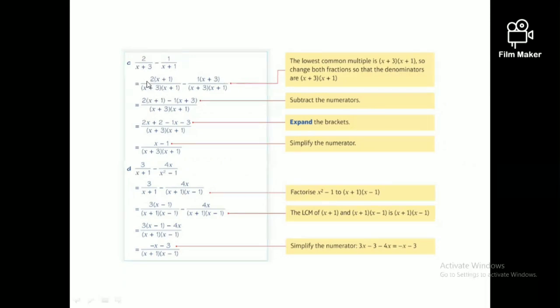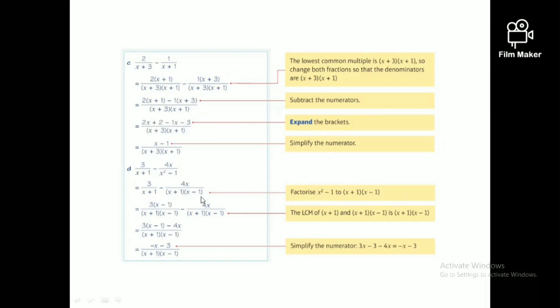Then 2 into x is 2x, 2 into 1 is 2, minus 1 into x is minus x, minus 1 into 3 is minus 3. 2x minus x is x, 2 minus 3 is minus 1, then you can do the simplification, right? Okay. If you reach exercise question number D, before you do this, we have to factorize this denominator. That's a must. x squared minus 1 is x plus 1 into x minus 1.